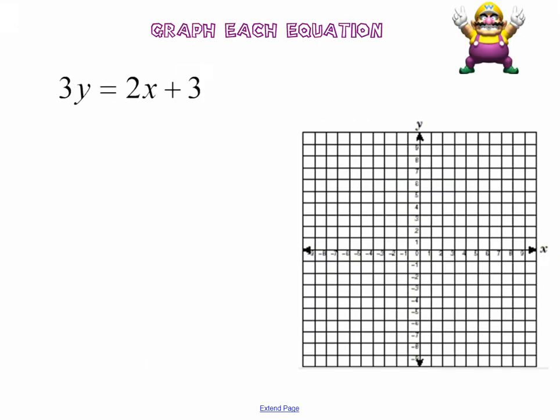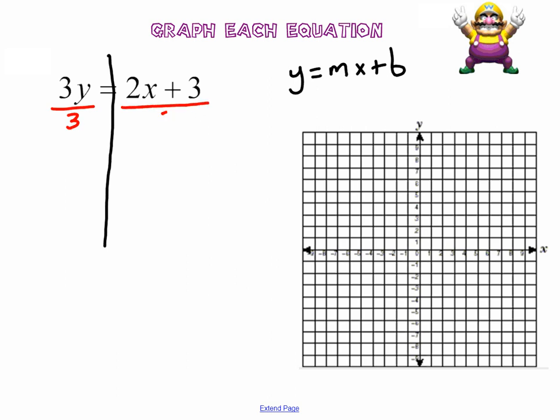So this is not in slope-intercept form, which is y equals mx plus b. So I need to make that happen. My first thing is to draw a straight line here. The problem is I have that 3 with the y, so I'm going to go ahead and divide by 3. Divide this whole thing by 3. So when I do that, I'm left with y.